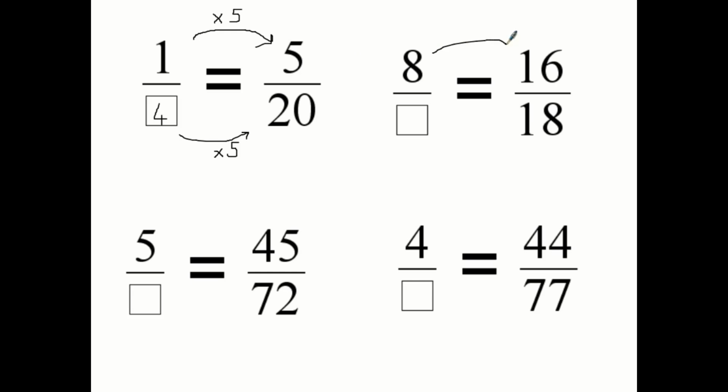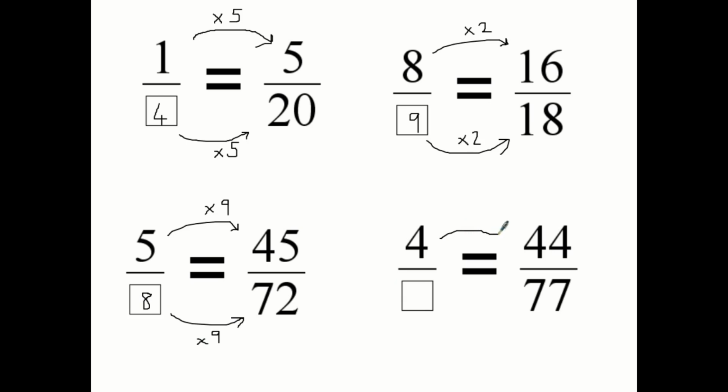What have I done to 8 to get to 16? I have multiplied it by 2. So what number do I multiply by 2 to get 18? I multiply 9 by 2 to get 18. And again, you could do 18 divided by 2 to give you this. 5 has been multiplied by 9. So what do I multiply by 9 to get to 72? I multiply 8 by 9. So again, you could do 72 divided by 9 to give you 8.